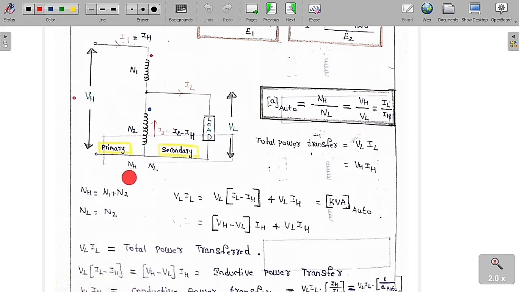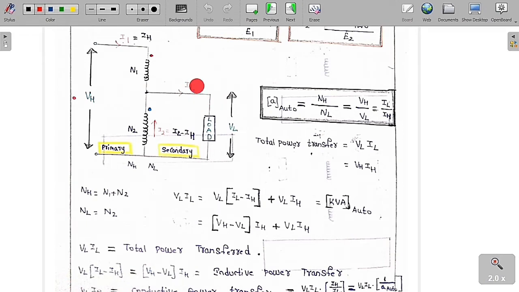So what is NH? NH means N1 plus N2 and NL is nothing but N2. On the high voltage side the number of turns is N1 plus N2, and on the low voltage side the number of turns is N2. Therefore NH is equal to N1 plus N2 and NL is equal to N2. The current inside the N1 turns is I1. If the current enters the dot as I1, then the current leaves the dot as I2. So this is I2 and this is I1. I am going to assume this as the IL current. Basically IL is nothing but I1 plus I2.